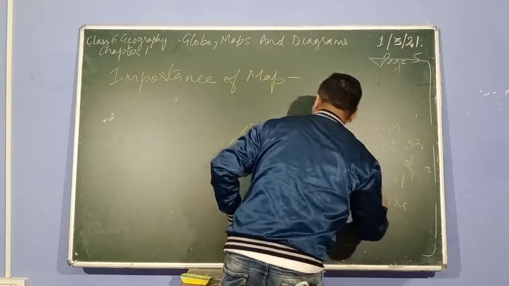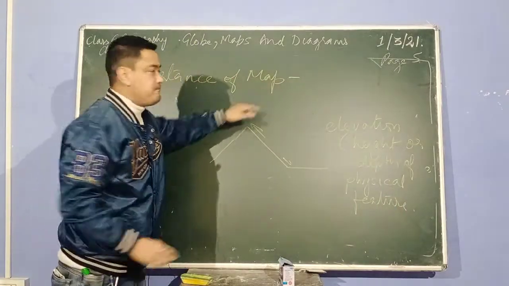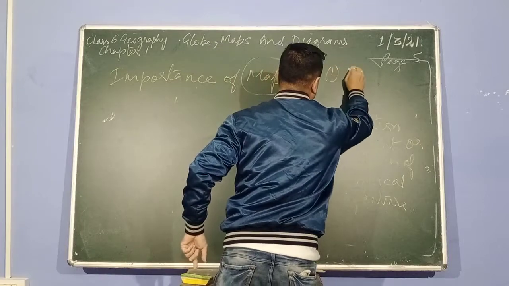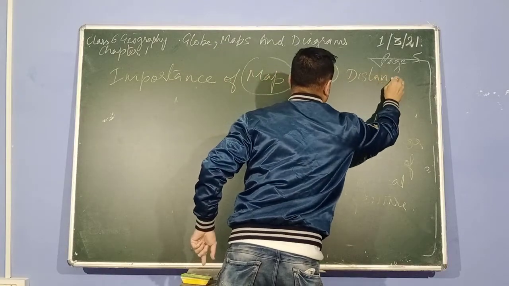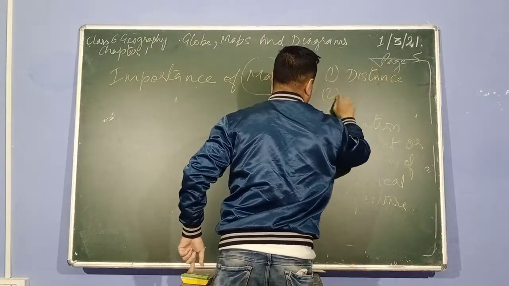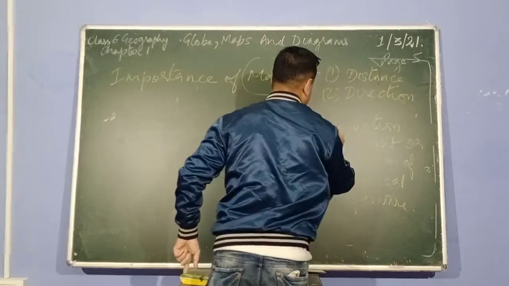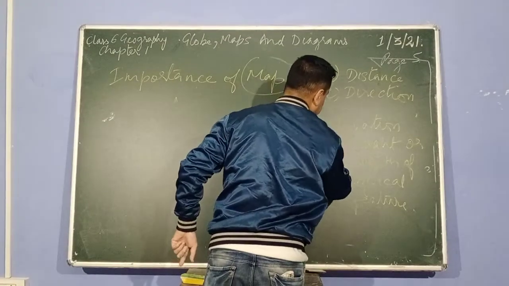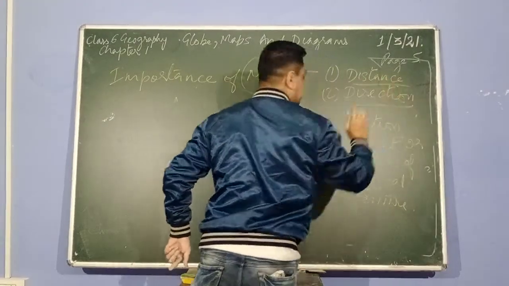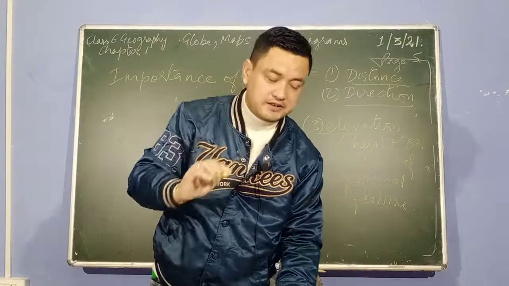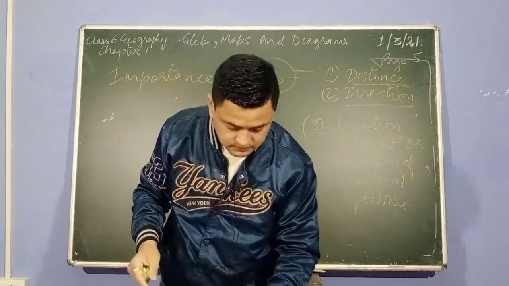So in order to look at the map, the three things are very, very important. The first one is distance. The second one is direction, that is cardinal direction. The third one is elevation. Direction and distance. These are the elements of the map that you have to remember. Please underline in your book.